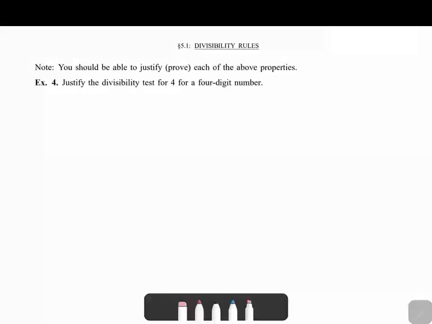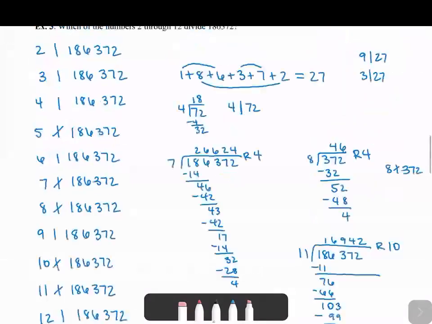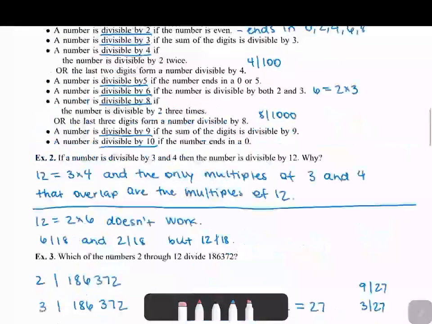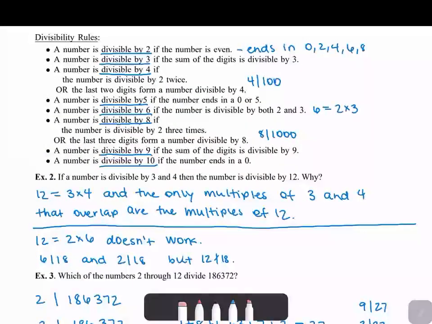Hi everyone, this is the third video for section 5.1 on divisibility rules. So last time we talked about these divisibility properties, right? When a number is divisible by 2 through 12 is what we talked about in the last video. So we should be able to justify all of these rules.